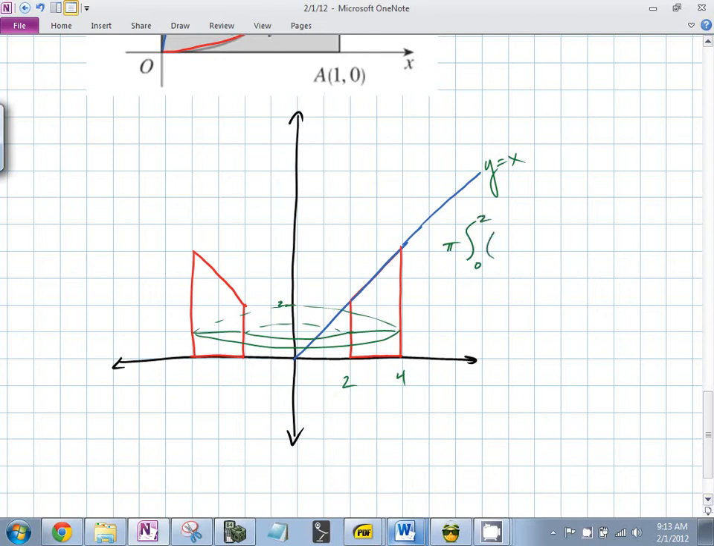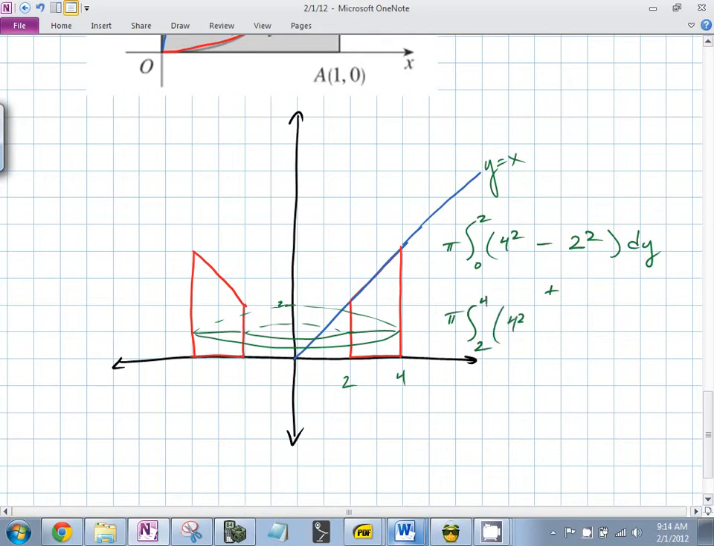Are we integrating with respect to x or y? Y. What's the outer radius? 4 squared, right? What's the inner radius? 2 squared. So that's the first one, correct? And then the second one is pi 2 to 4. What's the outer radius stay? 4. And what do you subtract? Close. Y squared, because it's in terms of y, remember, right?